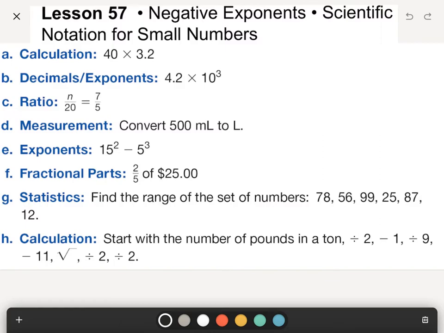Okay, and today's about learning rules. Essentially, there's just a couple of rules to remember. It's a formatting thing. What does it mean when there are negative exponents? And then scientific notation for teeny tiny numbers. So it's another way of getting rid of a whole bunch of zeros, but in this case, a whole bunch of zeros after the decimal. Anyway, we will get to that.